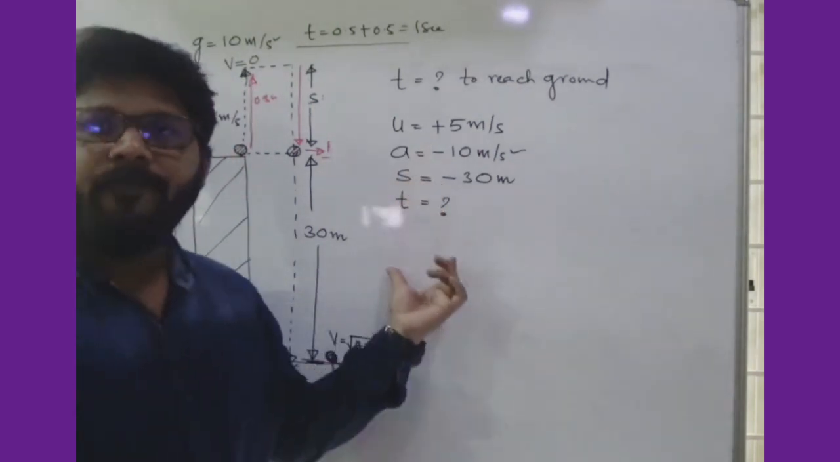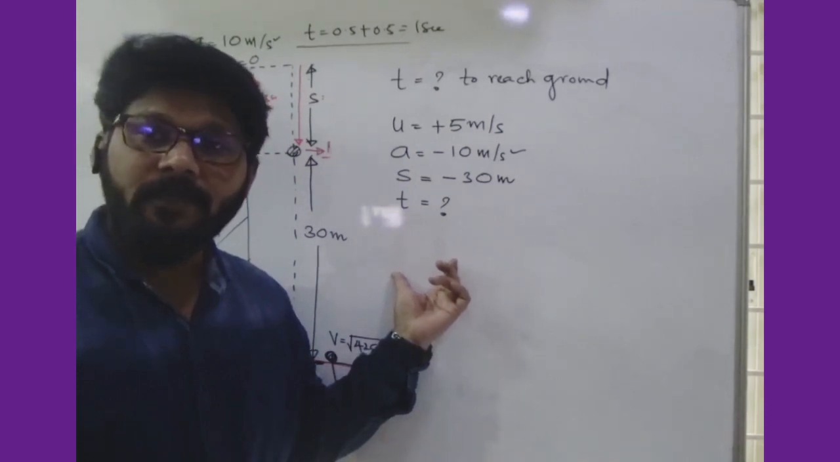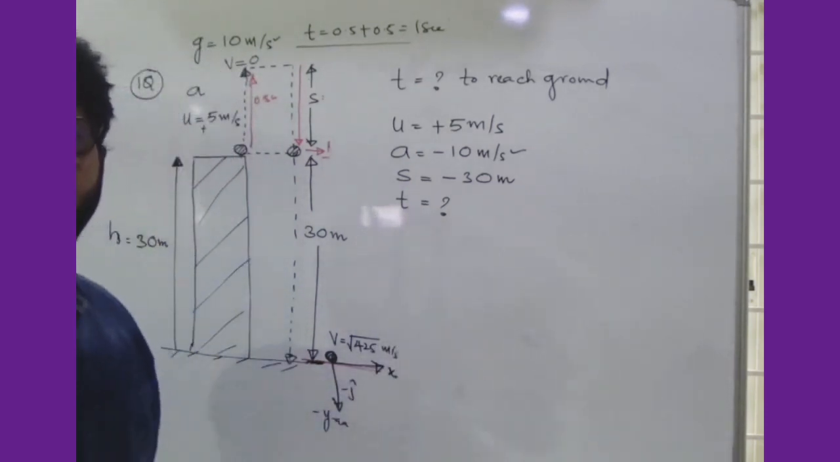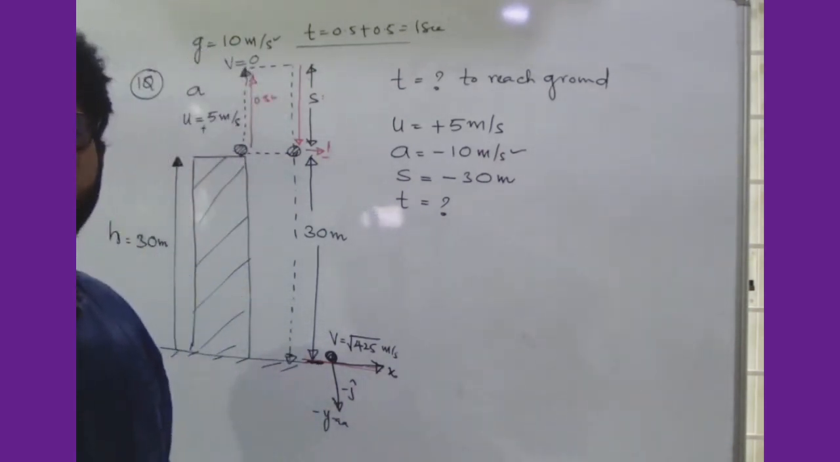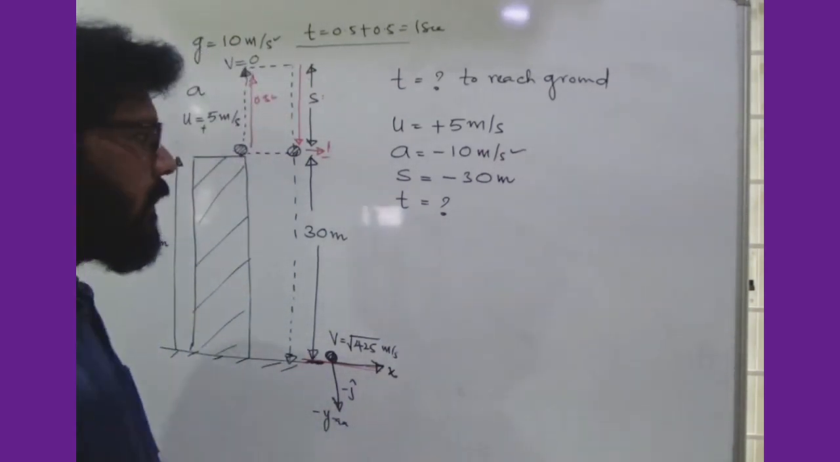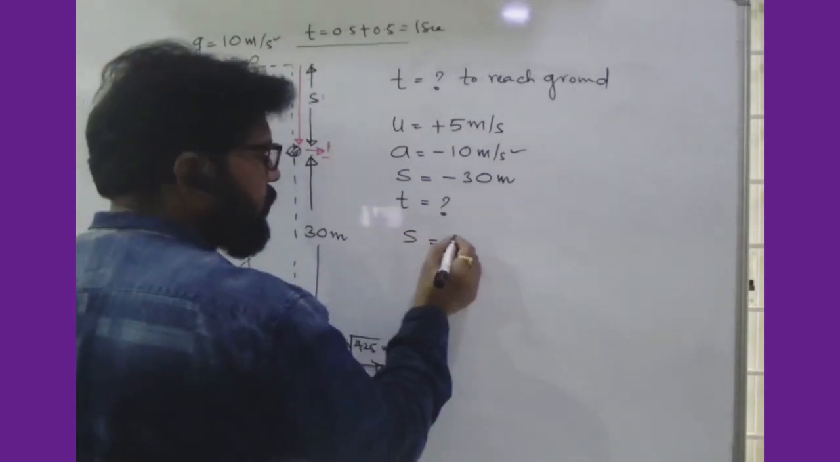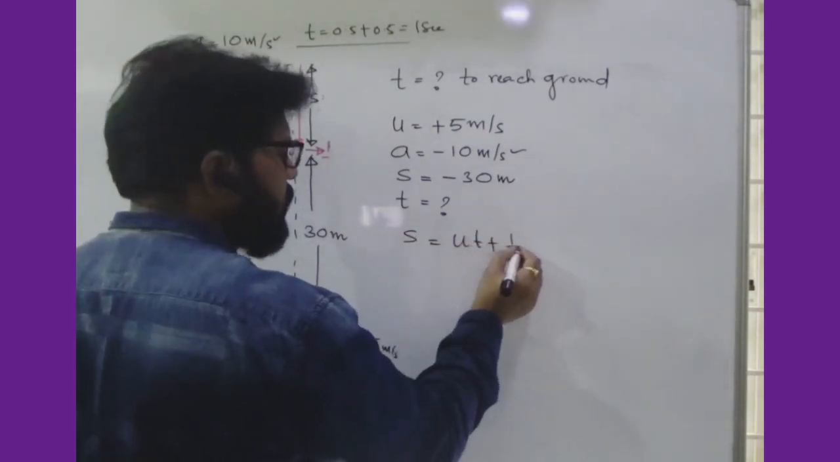So what is that equation? Can anybody tell? The second equation. What is the second equation? S is equal to ut plus half at square. Yes, S is equal to ut plus half at square.